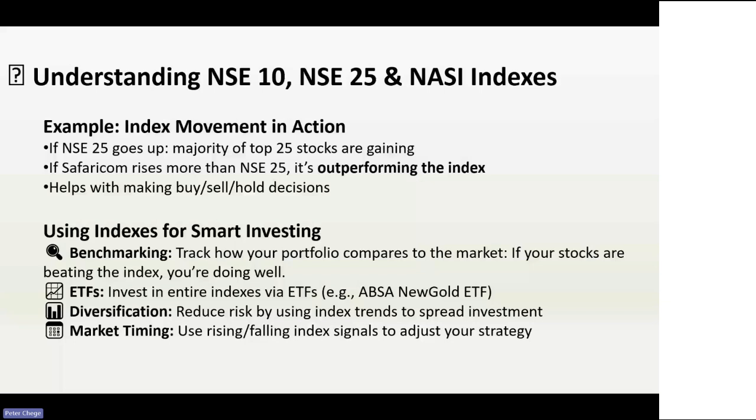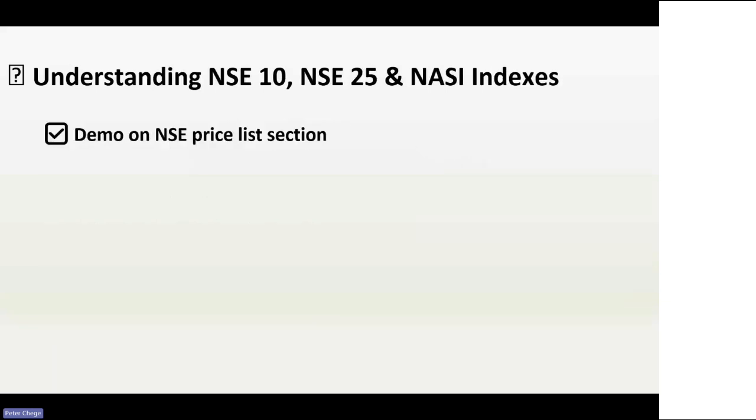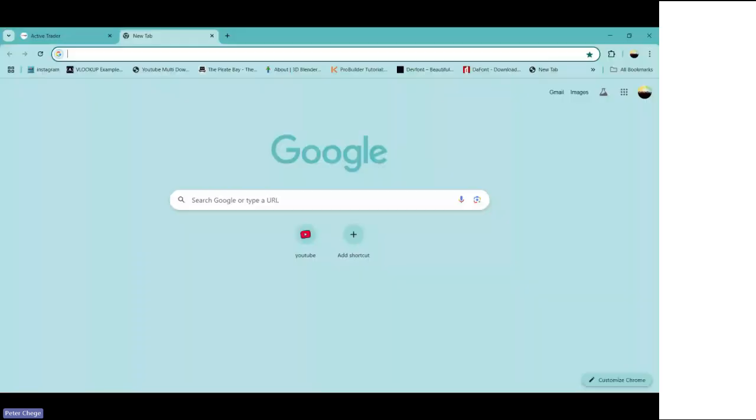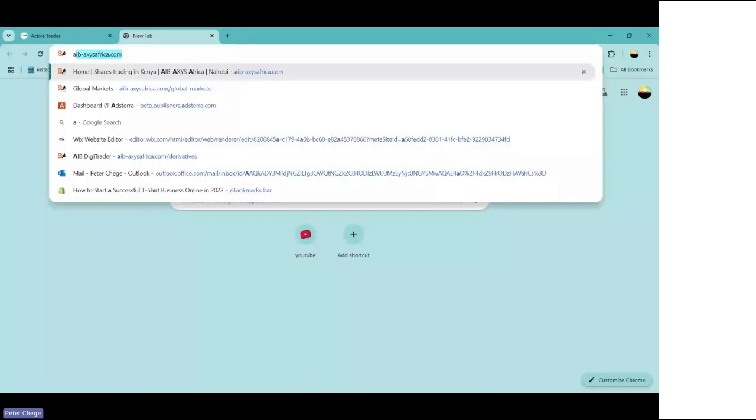So let's go to the NSE price list. We see where those figures are. Let me open the NSE price list. Let me first share so that you see where to get these. You go to our website, aibaccessafrica.com. You go to research, then price list.